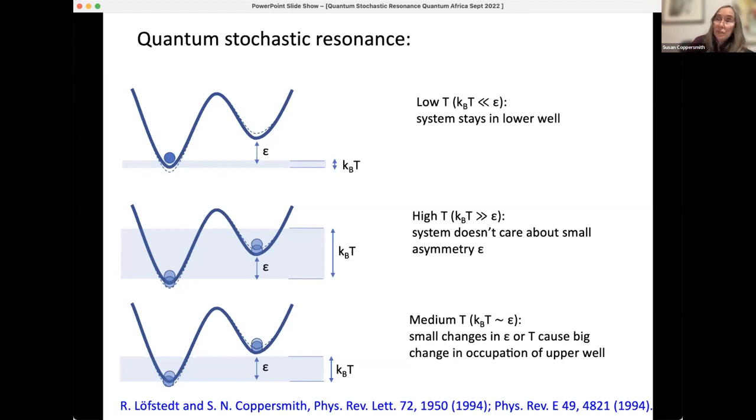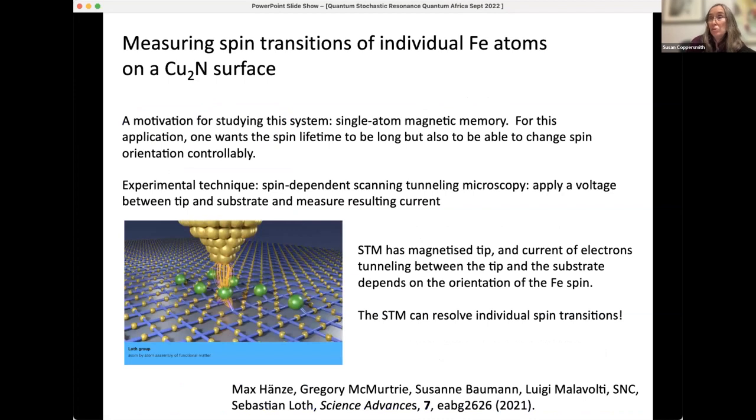However, right in the middle, when epsilon is of order KT, medium temperature, then again, you make a small change in this energy epsilon, the difference in energy between the two states, and it has a big effect on whether you can make it from the lower state to the upper state. So basically what happens is that you see very similar phenomenology as in the classical case.